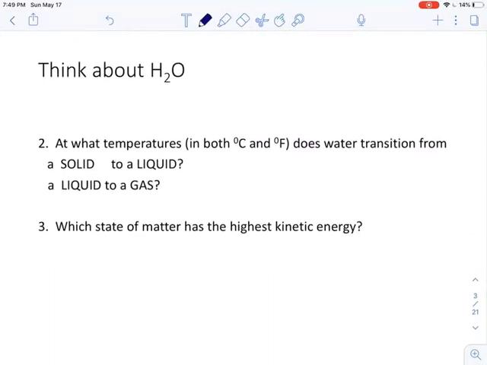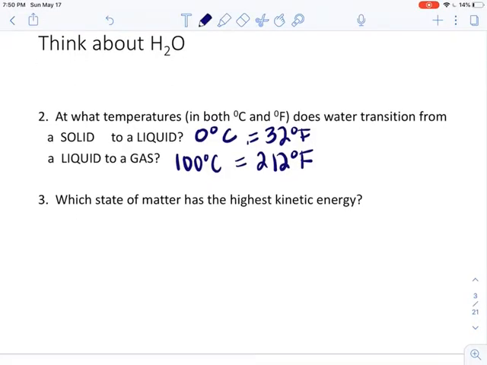If we look at water, or H2O, do you know what temperature water transfers from a solid to a liquid, or the melting point? Do you know when it goes from a liquid to a gas, the boiling point? It is 0 degrees Celsius to go from a solid to a liquid, which is equal to 32 degrees Fahrenheit, and then to go from a liquid to a gas, or the boiling point, would be 100 degrees Celsius, which is equal to 212 degrees Fahrenheit.